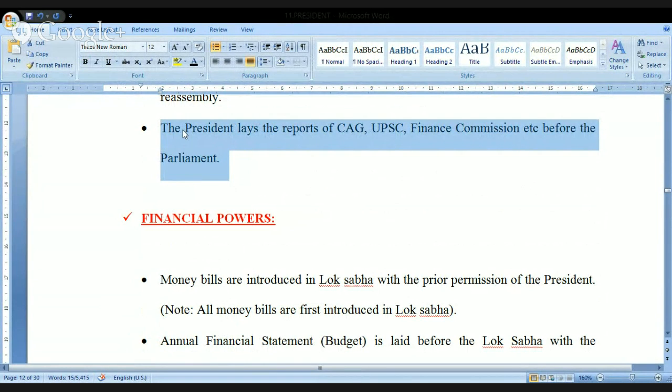The president lays the reports of the Comptroller and Auditor General, Union Public Service Commission, Finance Commission, etc. before the parliament. What do you mean by this? Just remember one point. These are all the important offices that are present in India, and all these people are appointed by the president. I'll show it to you immediately.